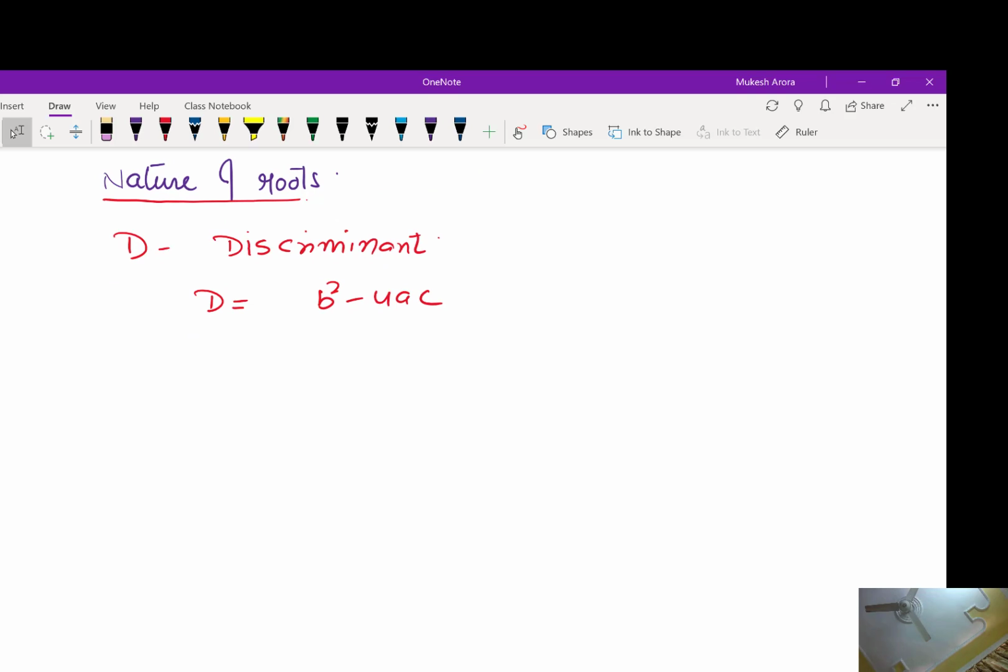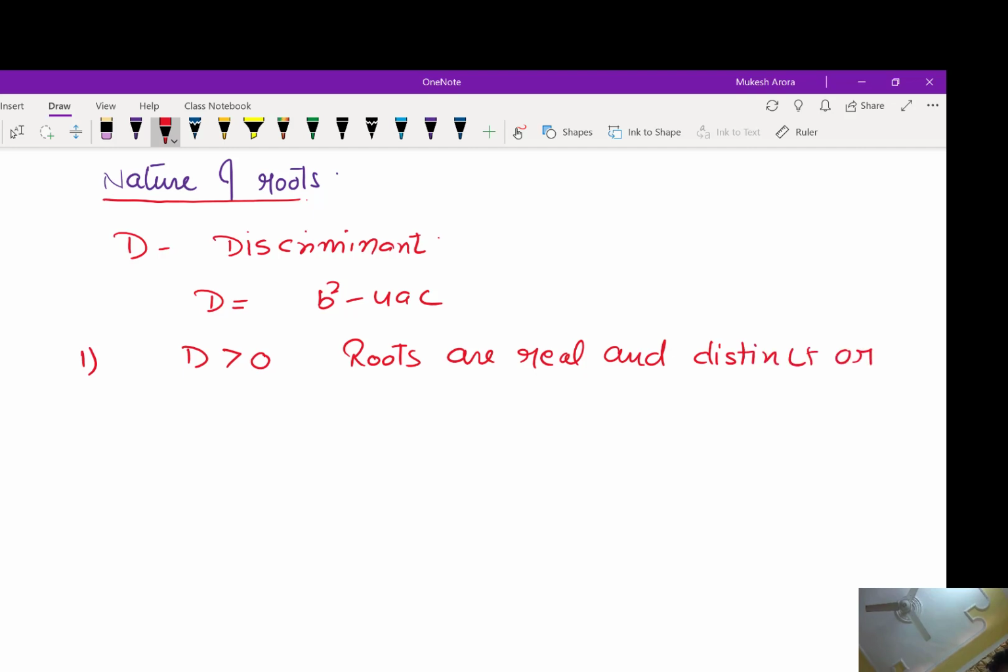So there are three situations when we find D. One, the value of D can be greater than 0. If the value of D is greater than 0, then the roots, or the values of x, are real and distinct or unequal. We have already done that. Sometimes we find the roots and both the roots are different.